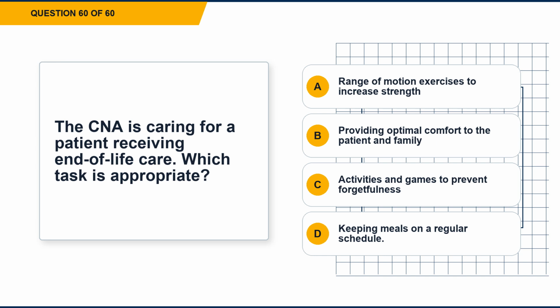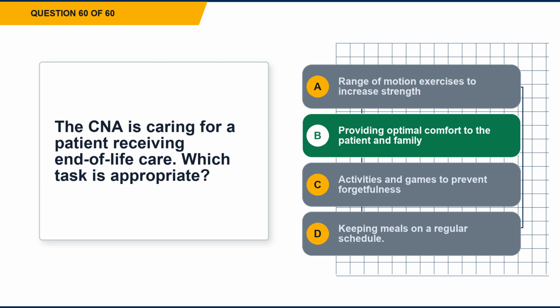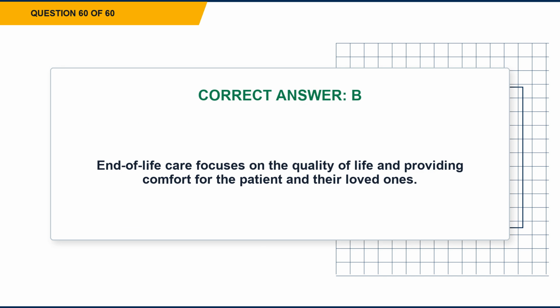Question 60. The CNA is caring for a patient receiving end-of-life care. Which task is appropriate? Option A, range of motion exercises to increase strength. Option B, providing optimal comfort to the patient and family. Option C, activities and games to prevent forgetfulness. Option D, keeping meals on a regular schedule. The correct answer is option B, providing optimal comfort to the patient and family. Explanation: End-of-life care focuses on the quality of life and providing comfort for the patient and their loved ones.